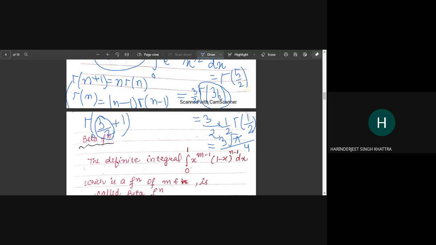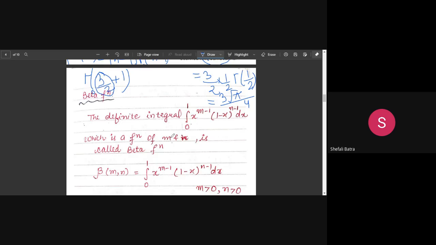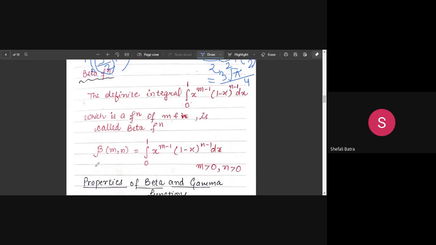Okay, ma'am. Now come to the beta function. The definite integral, integral 0 to 1, x power m minus 1 into 1 minus x power n minus 1 into dx, which is a function of m and n, is known as the beta function, where m and n are both greater than 0. Right? Wherever you observe such a type of integral, 0 to 1 x power m minus 1 into 1 minus x power n minus 1 into dx, that integral can be written as the beta function.